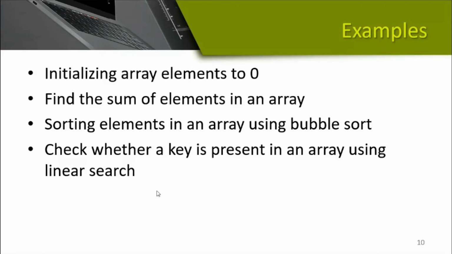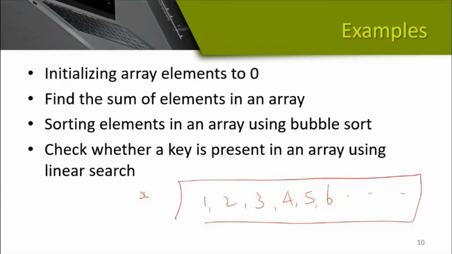In the case of a linear search, we have a number of elements, say 1, 2, 3, 4, 5, 6, etc. Then what we want to do is find out whether a specific element, say X, is present in this list or not. That is what we want to do.